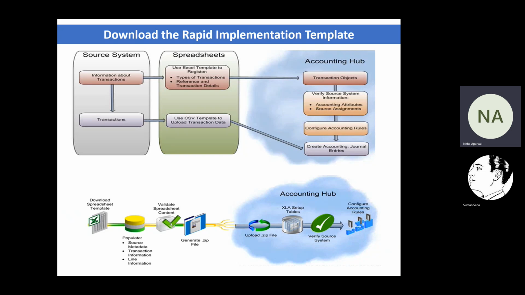So the first diagram or the image says that we need to have clear information about the transactions. We will use this information from the transaction in our spreadsheet, which will be uploaded or added in the Excel template, which has the types of the transactions, references, and the transaction details. And the transactions are uploaded through the other template, which is the CSV template, which will upload the transaction data.